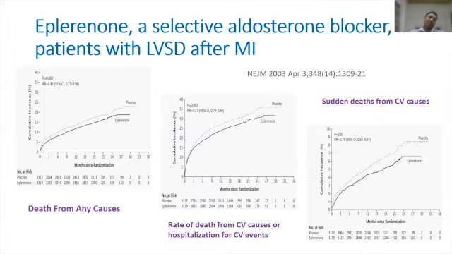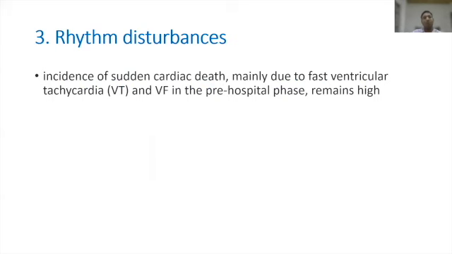So another drug I like to mention, because usually in our hospital we are using the spironolactone. If there's a less than 40% EF, we usually prescribe spironolactone. Another group we usually forget because of lack of availability of the drug in the hospital, eplerenone, is a selective aldosterone blocker in patient with LVSD after MI. So you can see it's significantly reduced all the things. For example, death from any causes, rate of death from CV causes of hospitalization for CV events, and sudden deaths from CV causes. All the things are significantly reduced with eplerenone.